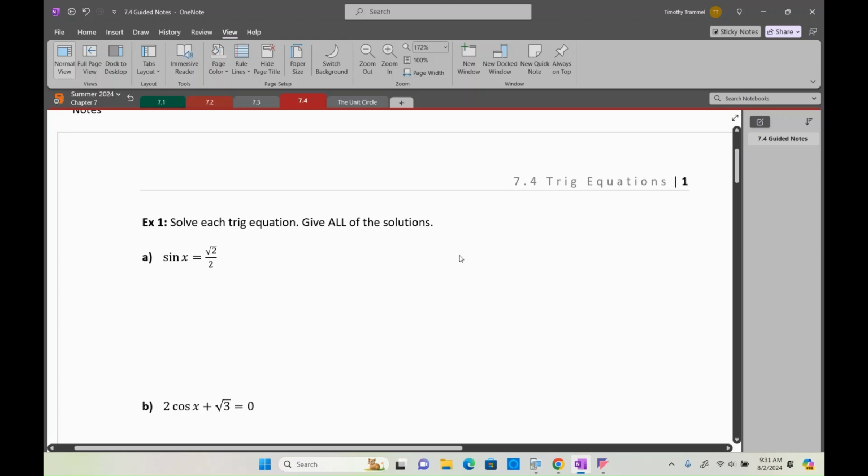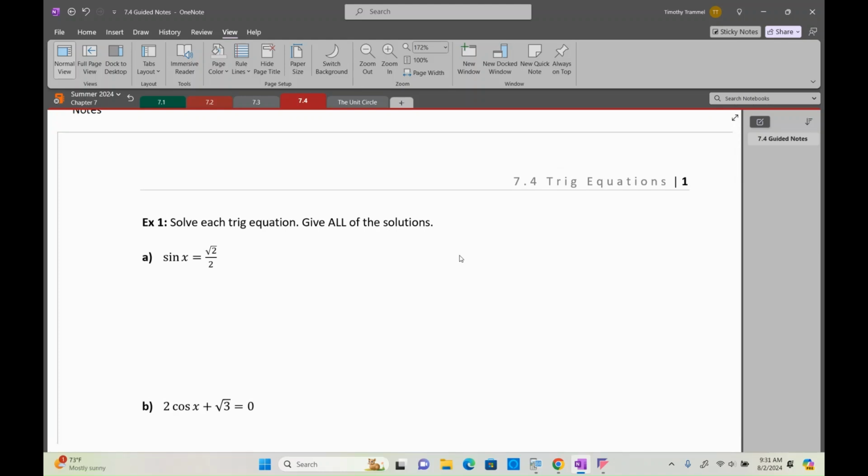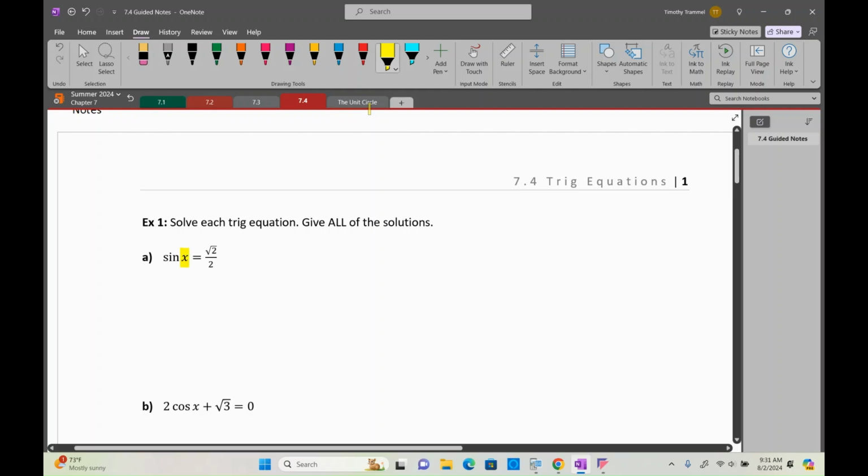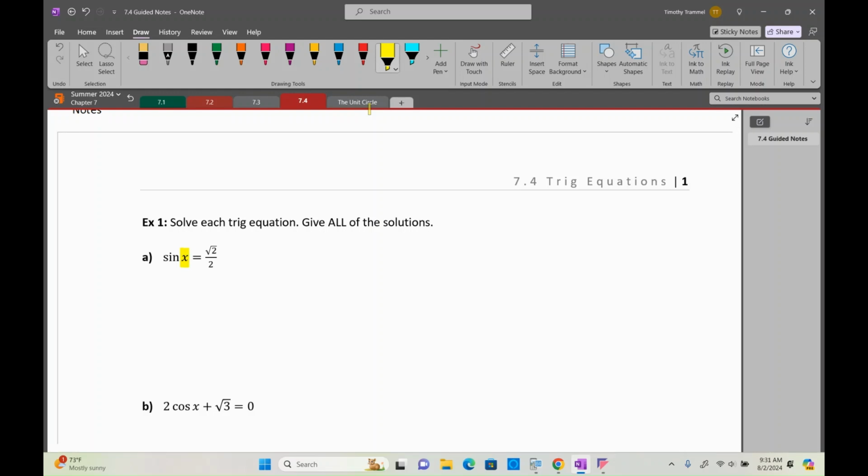In this video, we're going to cover 7.4 trig equations. And we're specifically going to be focusing on solving trig equations where the angle here is just x or theta, something like that. We will eventually, in 7.5, look at equations where that angle is maybe something like 2x minus 3. The angle might be a little more complicated.